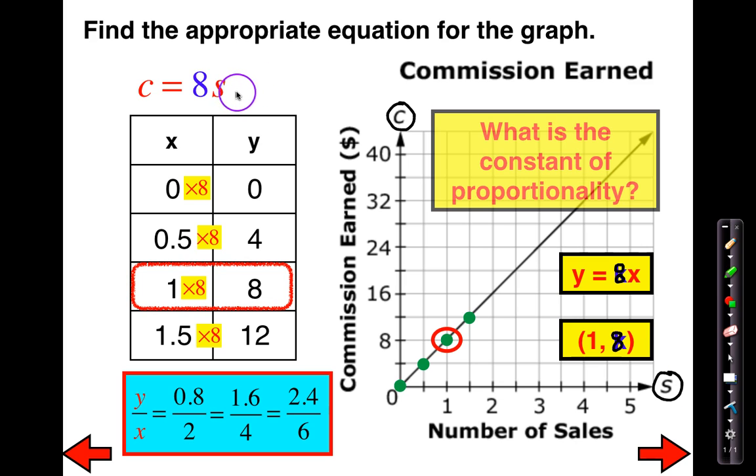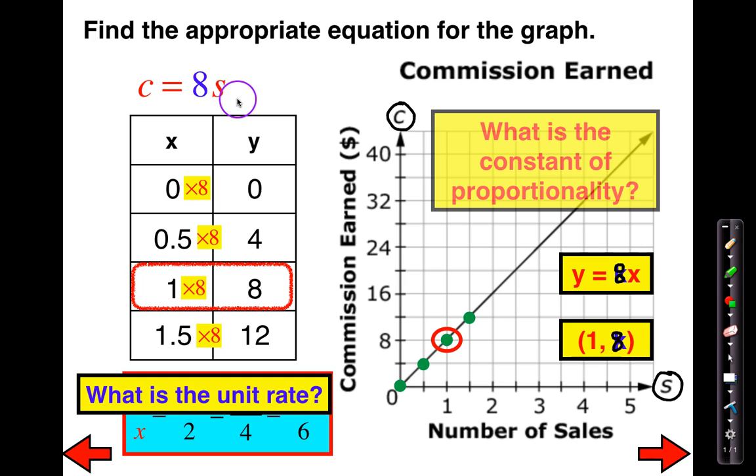But once more, let's talk about the unit rate. Okay, what is a unit rate? Well, it's 8, but what are the units? It's going to be $8 per number of sales or per sale. Okay, and there you have it. That's all there is to graphing.